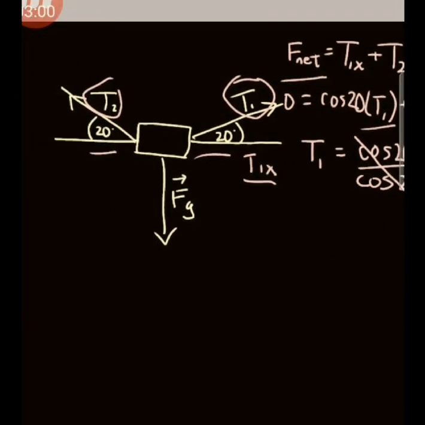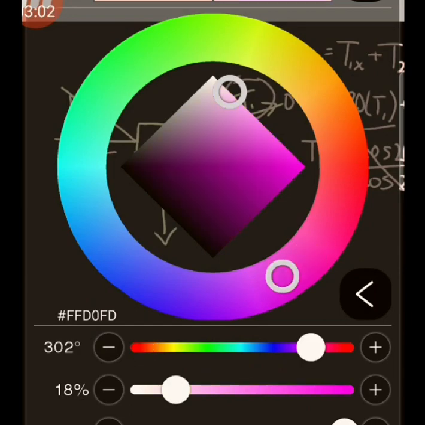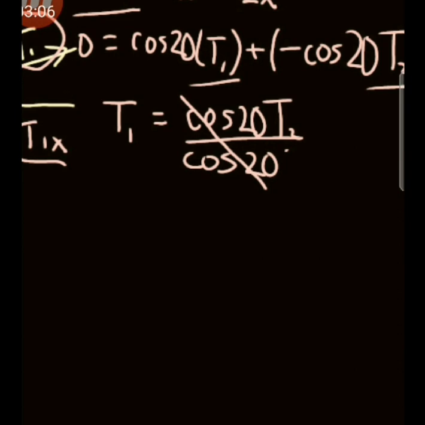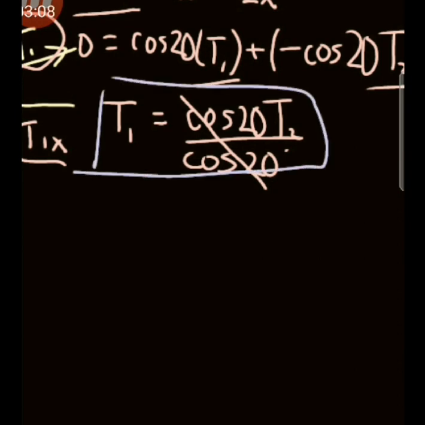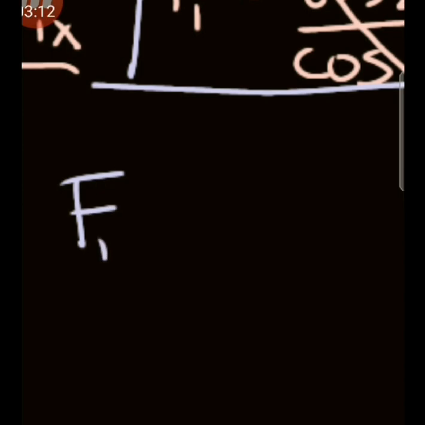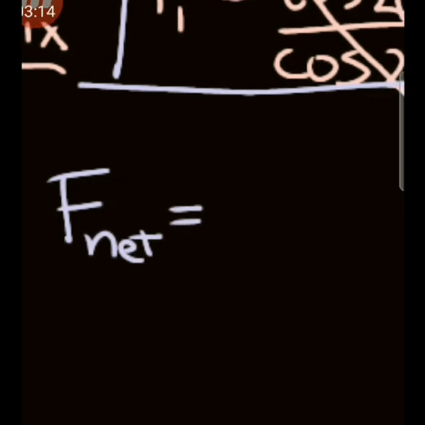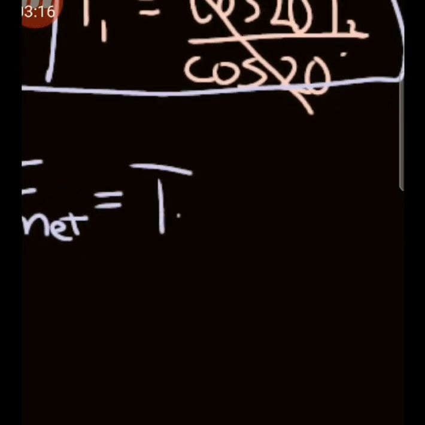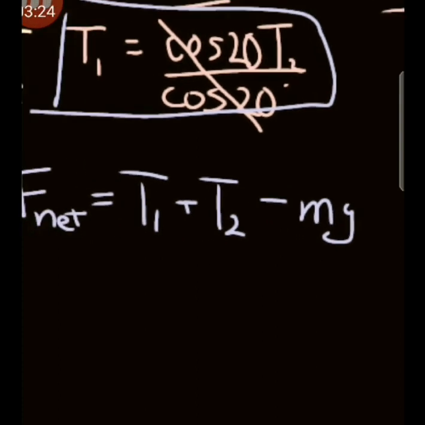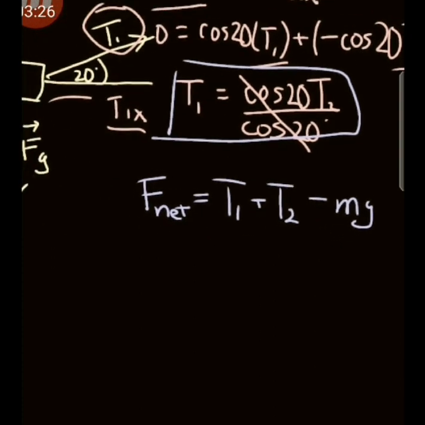It's the same angle. Okay, so now we're going to start with our y component, and you'll see where this expression will come in handy. The y expression is also going to be similar. F net equals tension 1 plus tension 2 minus mg, which is the force of gravity.